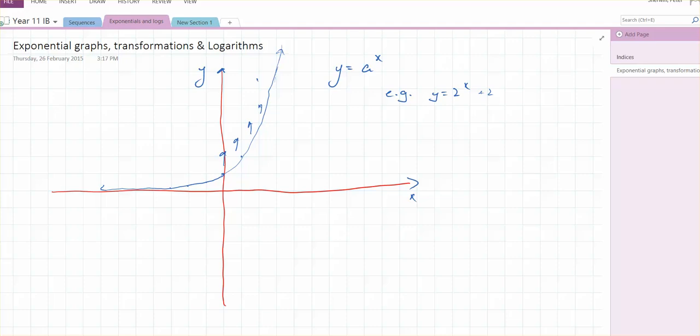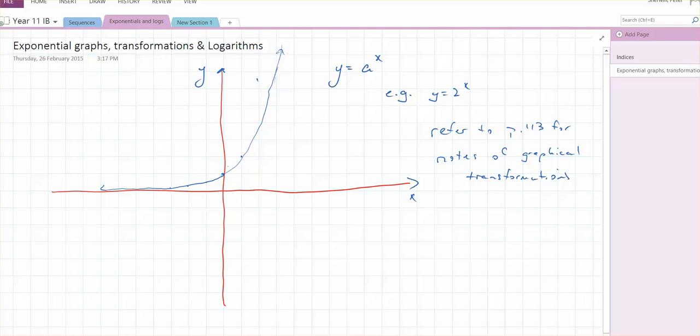Now, I'm talking very quickly and generally about transformations. It might be a good idea to observe page 113, the notes there. So refer to page 113 for notes on graphical transformations, because they will affect our exponential curves as they'll affect anything. But just in general, adding or subtracting shoves the graph up or down.